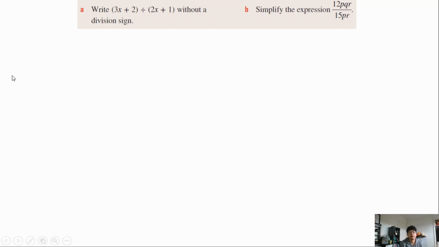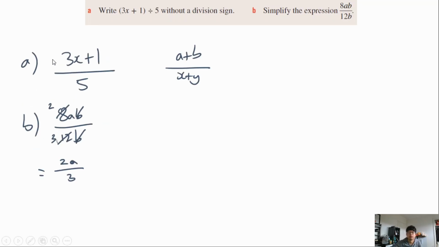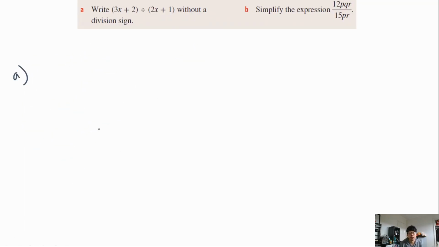Alright, so question A: write (3x + 2) divided by (2x + 1) without a division sign. So if you remember from before, it's exactly the same as this. What's in the fraction we do first. So it would look like 3x + 2 over 2x + 1. Give yourself a tick if you got that one correct.